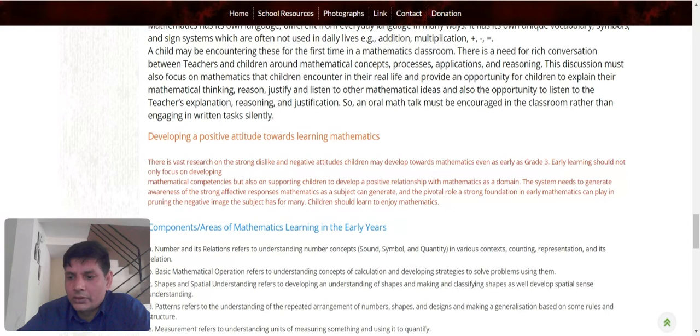So we need to take care of all these points while teaching mathematics at an early stage, because this is the foundational stage. Whatever we teach, whatever we guide, whatever we inculcate in children, they are going to adopt those positive temperaments in coming years. So we need to develop a positive temperament, a positive attitude towards learning math.